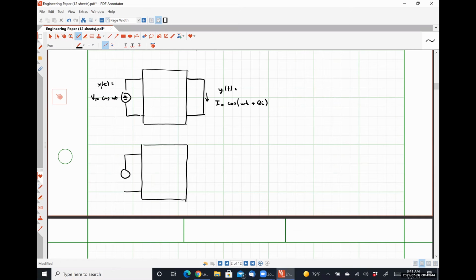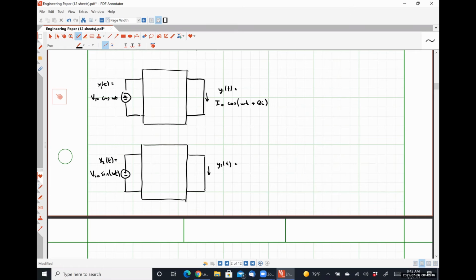Let's say I apply a different input, slightly different, x2 of t, where this were Vs naught sine omega t. What would you expect our output or response to be?